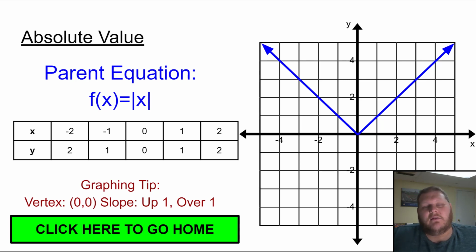So technically the right branch has a slope of +1, the left branch has a slope of -1, but really, once you have that vertex at 0, 0, or wherever it's going to be, you're just going to go up 1 over 1 on both sides. So up 1 over 1 on the right side, up 1 over 1 on the left side. And that's how you would graph the parent graph for an absolute value.